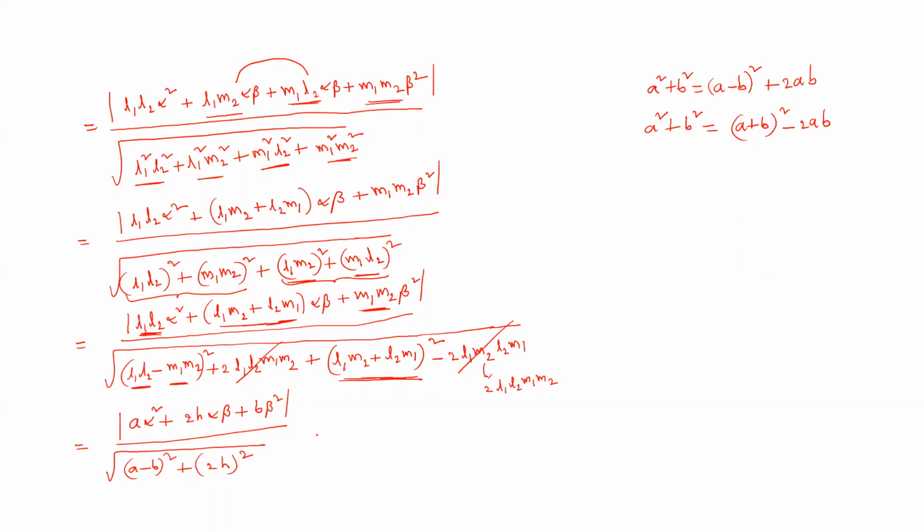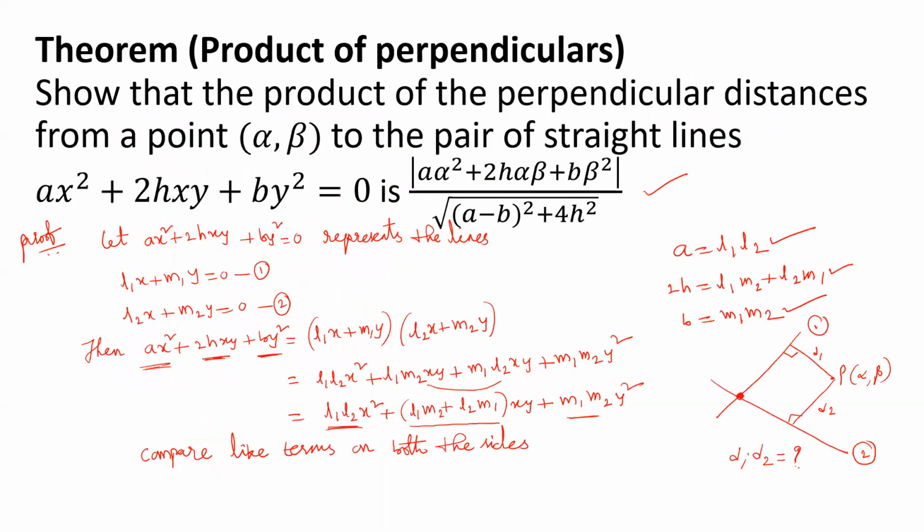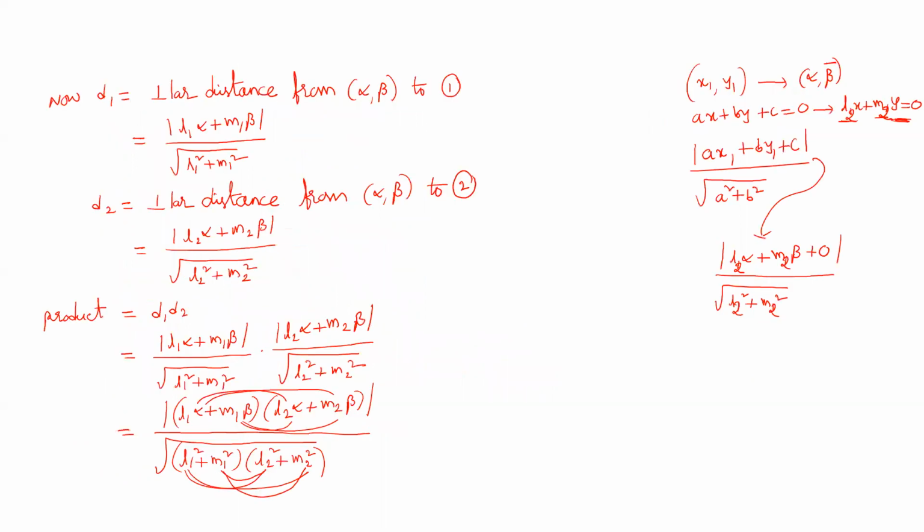So finally what we get is equal to numerator as it is, mod of a alpha square plus 2H alpha beta plus b beta square, by root of a minus b whole square plus 2H whole square, which is 4H square. This is the proof of the second theorem, product of the perpendiculars. Till the comparison, the cos theta theorem and the product of the perpendiculars are both the same. After that, here we are going to apply the perpendicular distance formula.